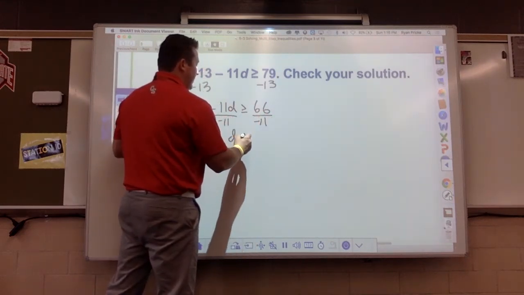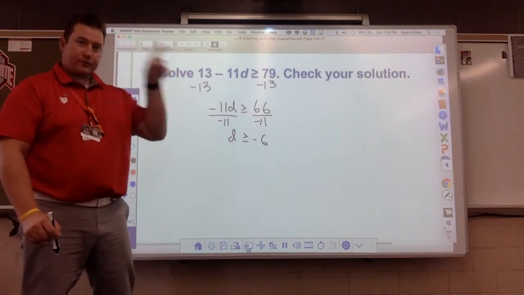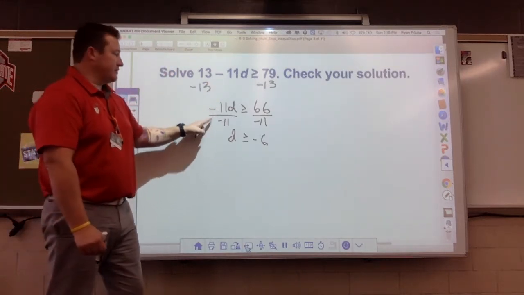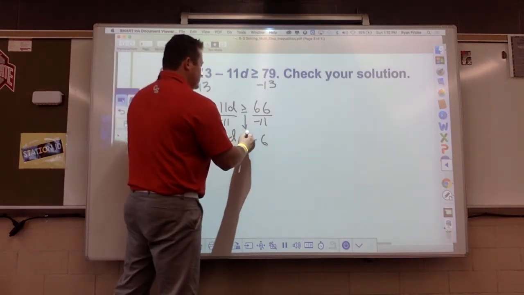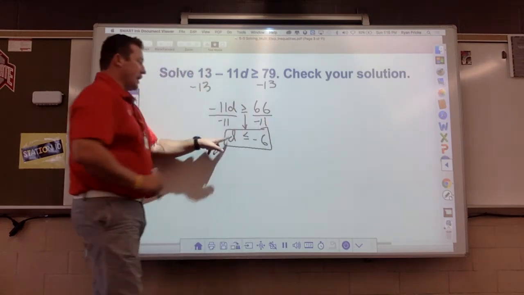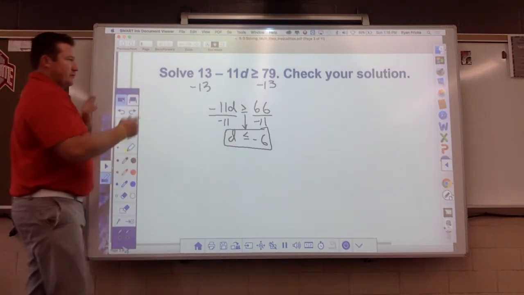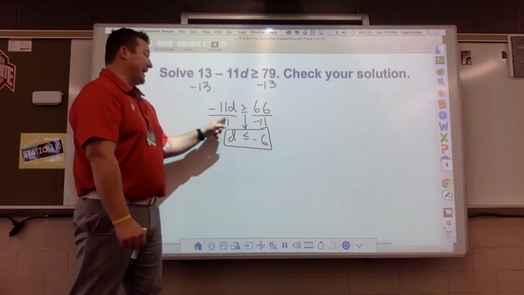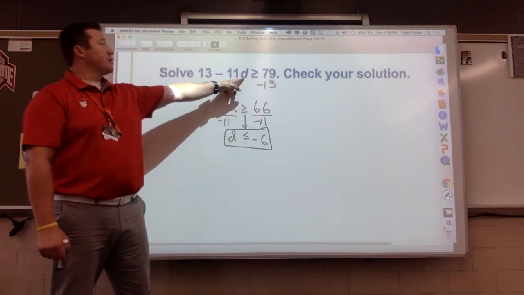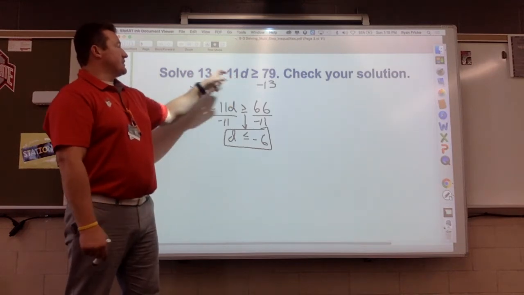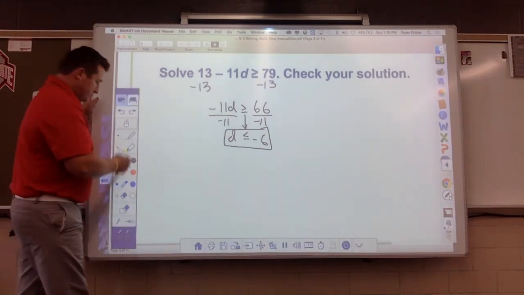Okay. D greater than or equal to negative 6, of course, is not the right answer. Remember, our one tricky rule. You multiply or divide by a negative, right? That has to change. Bam. Now we're good. Values of d less than or equal to negative 6 is my answer. Again, check your answer. Absolutely, guys. Pick any number you want. We could pick negative 6 here. Replace d with whatever number you want. Multiply it. Subtract this number from 13. It will be bigger than 79. Okay? We hope so.